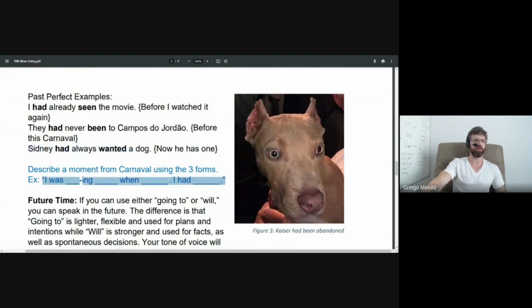So this is just a quick little activity that can get you to use all three. I was walking in the street when I saw an abandoned dog. I had always wanted one. So you practice all three. You can imagine it like a TV series. So this was happening when this happens, and then it goes back 24 hours earlier. This had happened.